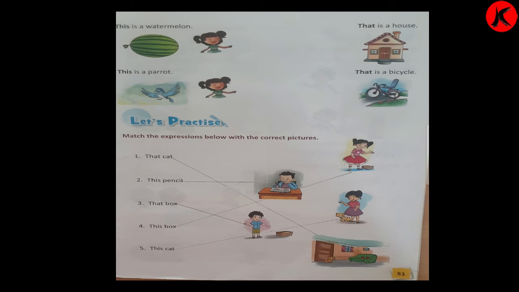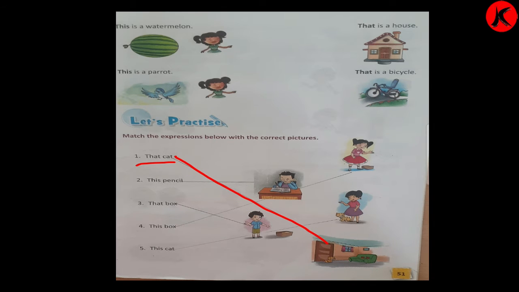Now first one. That cat. Now can you see the picture? Over here what does it say? That cat. Now that cat means what? The cat is far. So you can see we have drawn a line over here. It has become that cat.